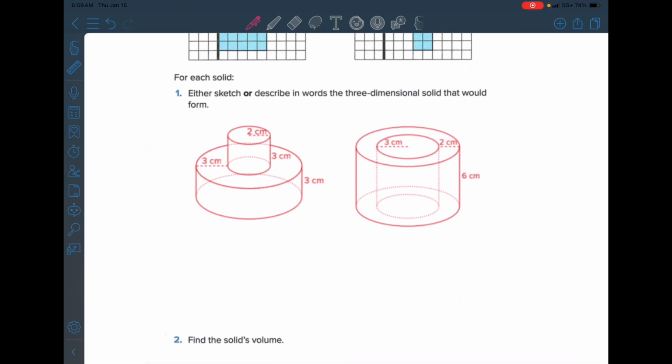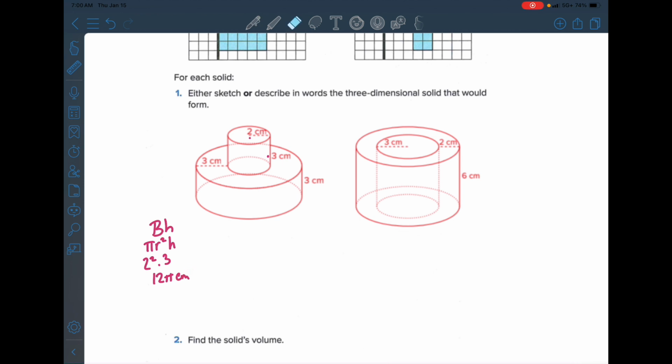Okay, then it says find the solid's volume. So on the first one, it's just simply 2 cylinders. There's a cylinder here, and then there's a cylinder here, and we're going to add them together. So let's look at this. The cylinder of the top one, remember it's capital B times H, so pi r squared times the height of the cylinder. So 2 squared, 2 is my radius in that top one, times 3 is the height. So 2 is my radius, 3 is my height. So I get 4 times 3 is 12, and I'm just going to keep pi in there. That's of the top one.